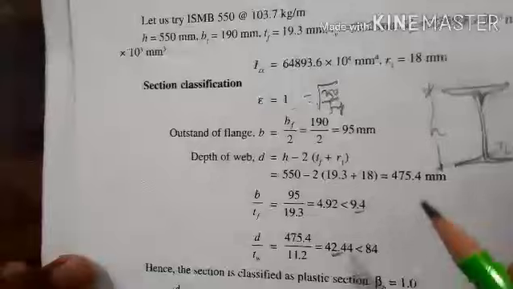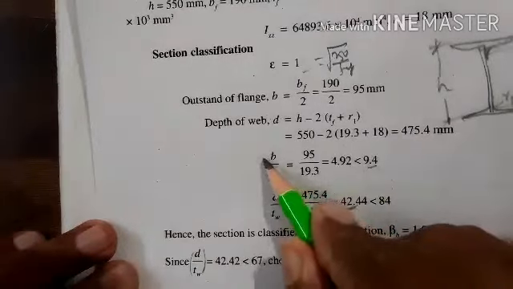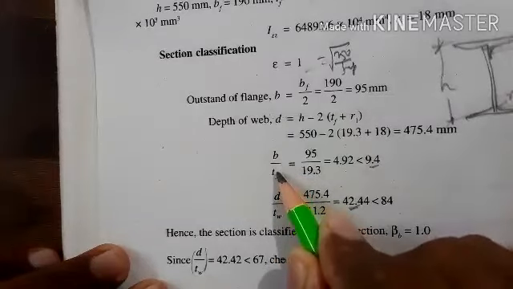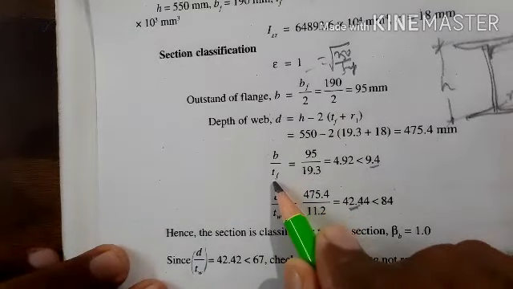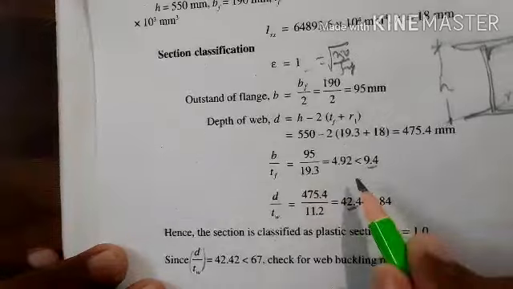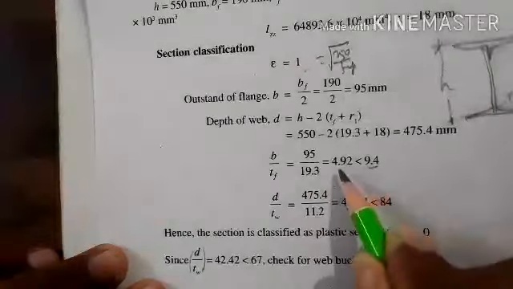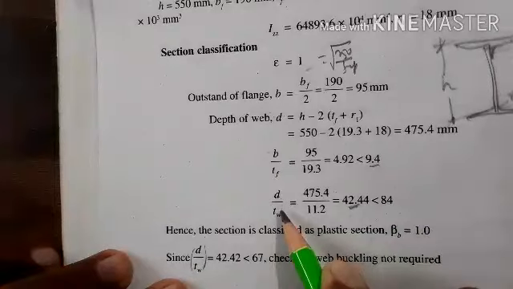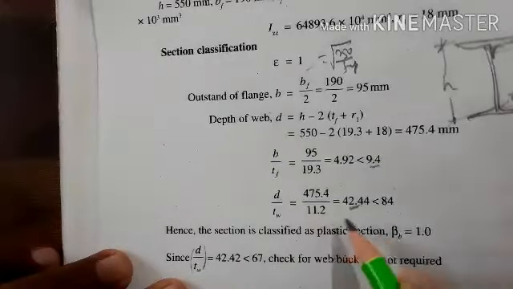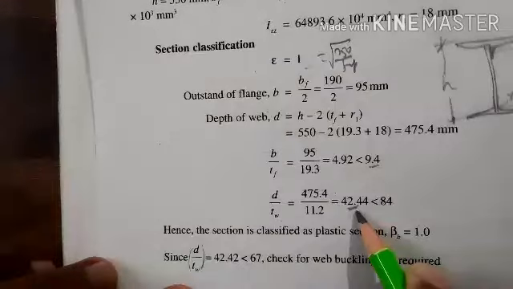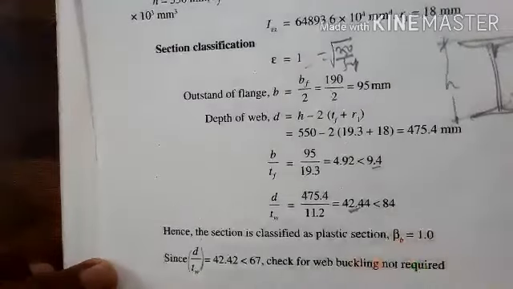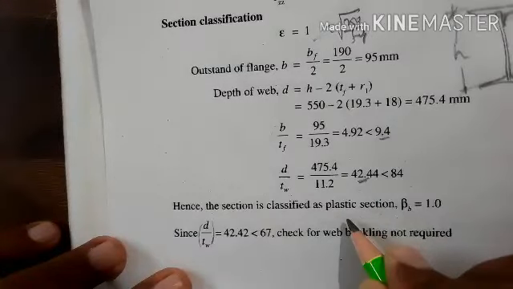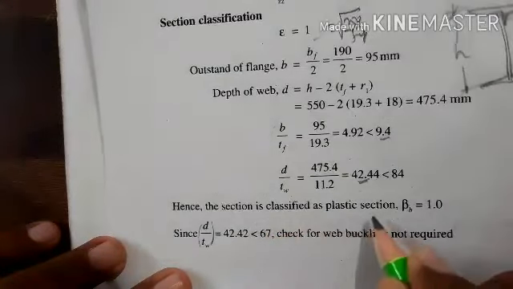Then calculate the ratios of individual elements. Here we are getting the width to thickness ratio of flange, that is 4.92, which is less than 9.4. Then depth to thickness of web, we are getting 42.44, which is less than 84, which represents the section as a plastic section, that is, the section is classified as a plastic section.